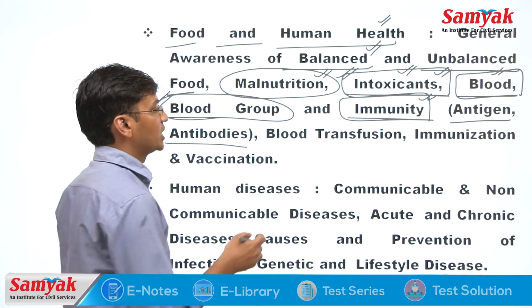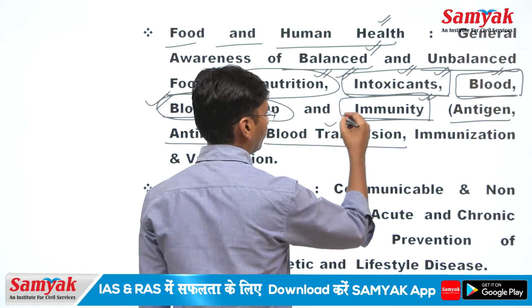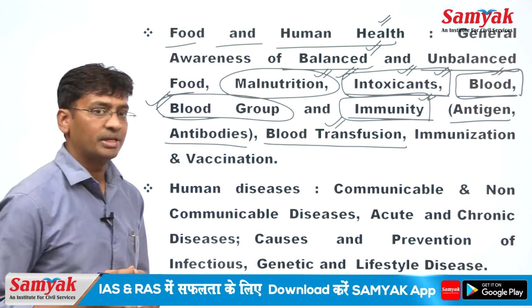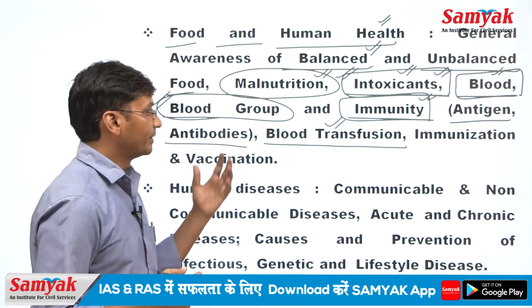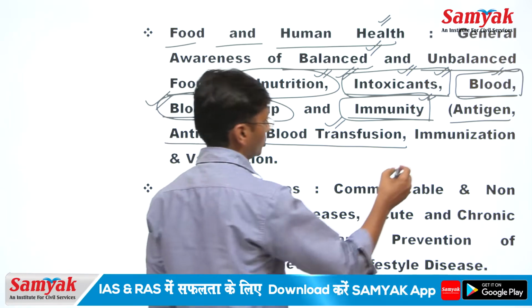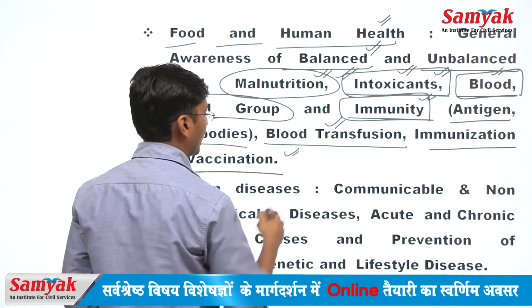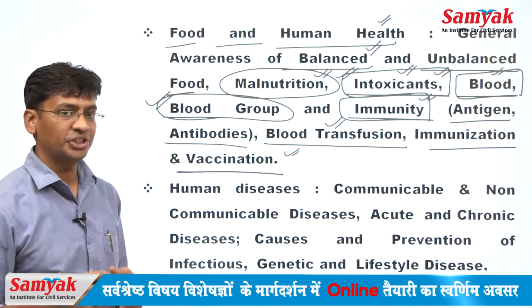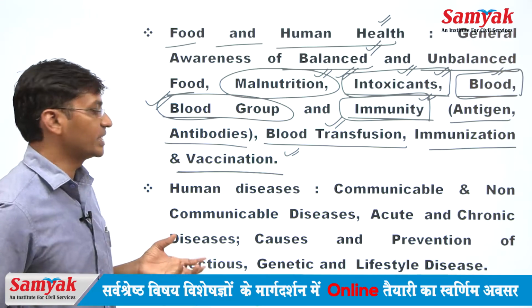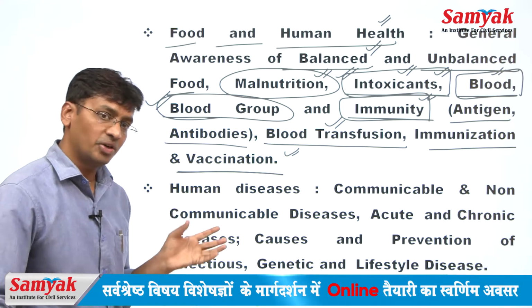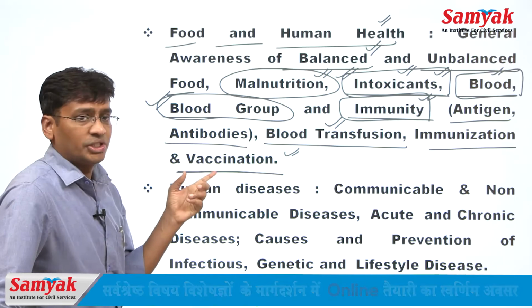The next is the blood transfusion, that is how the blood is transfused and what are the basic requirements of the blood transfusion. The next is the immunization and vaccination. So, it is also particularly in news, that is how the vaccination is performed and how the vaccines are prepared, okay, for a particular disease. So, we will have discussion over this.